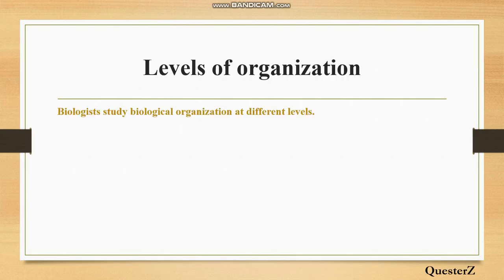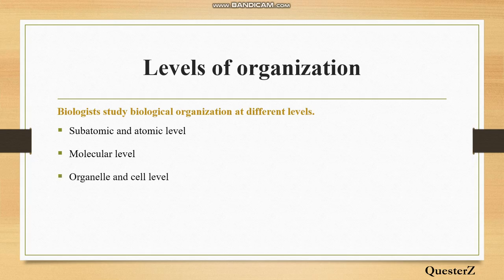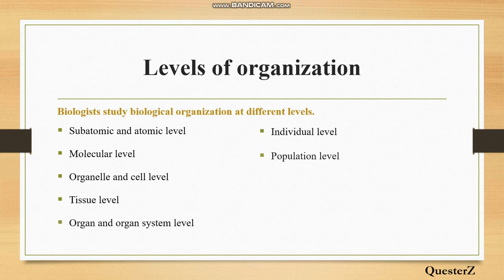So levels of organization is basically a biology study. Biologists have divided biological organization into different levels to help study things quite broadly. These levels are given below: subatomic and atomic level, then the molecular level, organelle and cell level, tissue level, organ and organ system level, individual level, population level, community level, biosphere level.